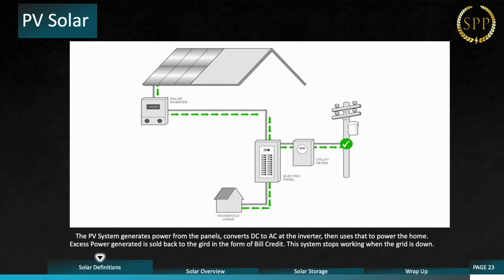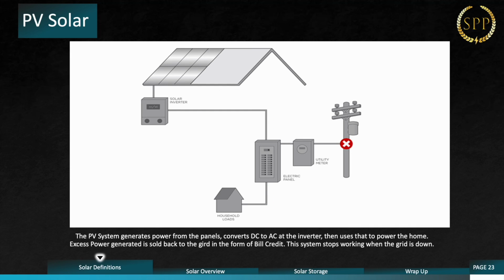Once that's done, the PV system generates power from the panels. The grid needs alternating current and the house needs alternating current. The panels produce direct current, or DC. That's converted at the inverter, which is usually installed behind the panel or on the side of the home. Once it's converted from direct current to alternating current at the inverter, the house will be powered with this energy. Excess power is then sold back to the grid in the form of bill credit. Because this is a solar-only system, when the grid is down, the system stops working. We're going to learn more about that during the inverter section.